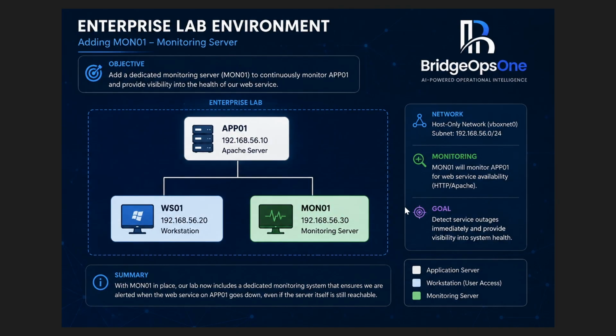Okay, guys, so we're adding a dedicated monitoring server right here. This monitoring server will continuously monitor application server one and give us visibility into the health of our web service. Once everything is configured, we're going to intentionally stop Apache on application server one and watch what happens. Instead of waiting for someone to tell us the application isn't working, we'll see how a monitoring system can detect the outage for us. Then we'll restore the service and watch the environment recover. So let's go ahead and get started with building monitoring server one.